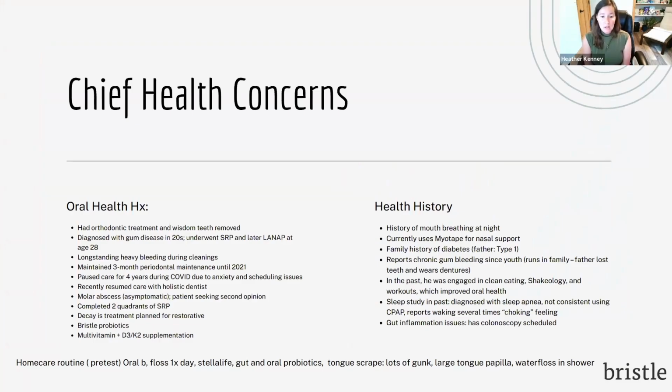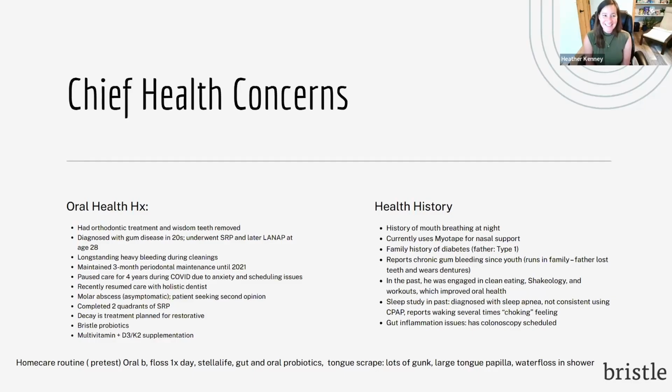So with him, oral health history, he had orthodontic treatment and his wisdom teeth removed. They did not do any serial extractions of bicuspids at all. He's had gum inflammation since he was in his 20s. He went through his first SRP in his 20s and then later had LANAP surgery at 28. So long-standing bleeding issues with all of his cleanings. He has remained on a 3-month perio maintenance schedule.